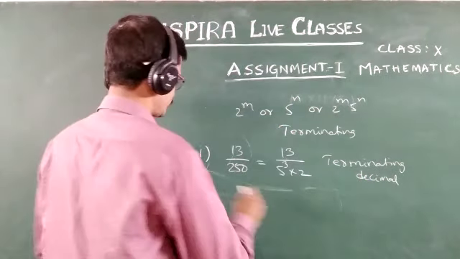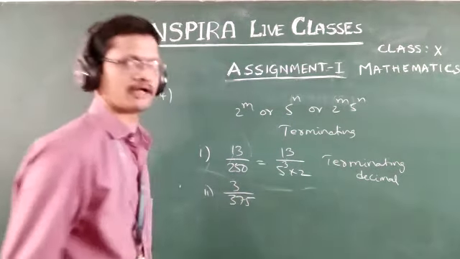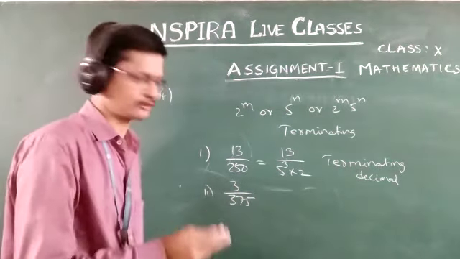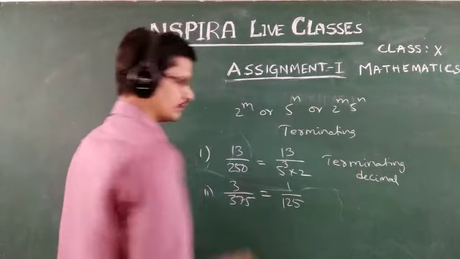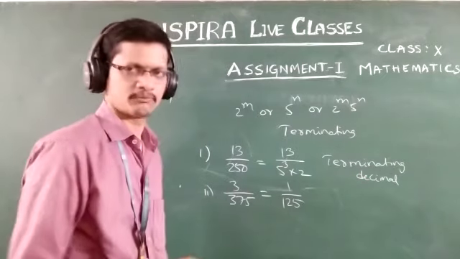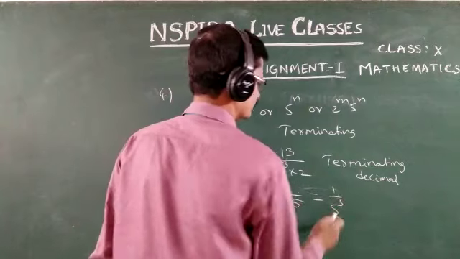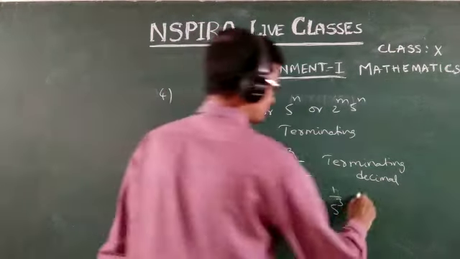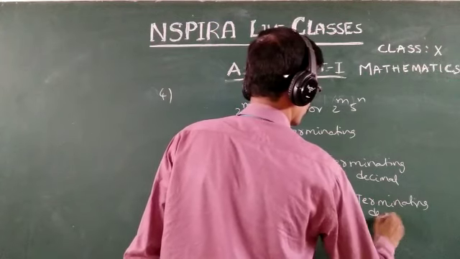Now see the second question: 3 by 375. Observe here. Actually the GCD of numerator and denominator is not 1. First simplify it. Now check whether the denominator is in the form of a power of 2 or a power of 5 or both or not. Now this is 1 by 5 cube, a power of 5. Therefore, it is a terminating decimal.